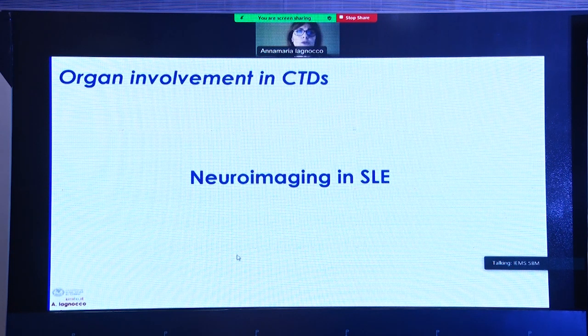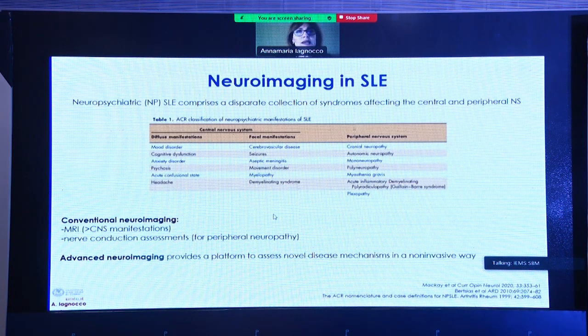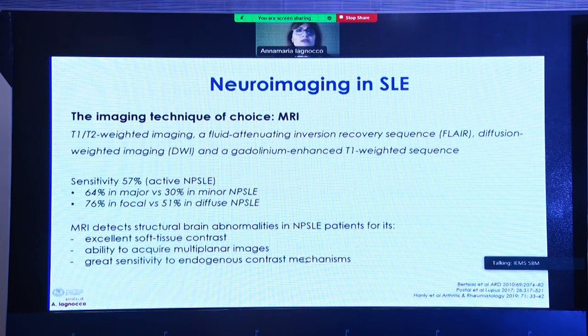This is why the recommendations were published. But now we move to another aspect, that is the application of imaging in the assessment of the neurological involvement in patients with lupus. We know that neuropsychiatric lupus comprises a number of different syndromes that can affect the central and the peripheral nervous system. And conventional neuroimaging can show different pathologies and different involvement in a very non-invasive way.